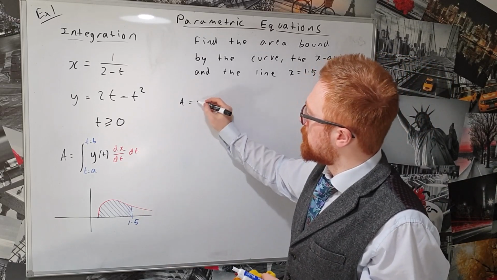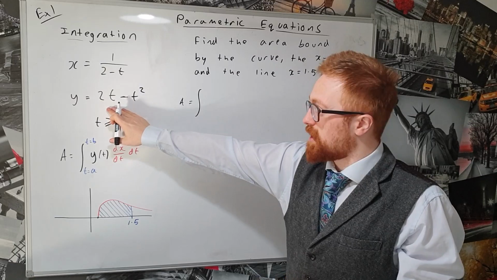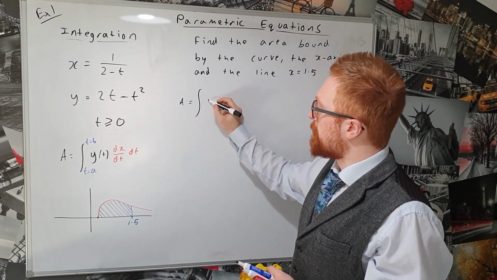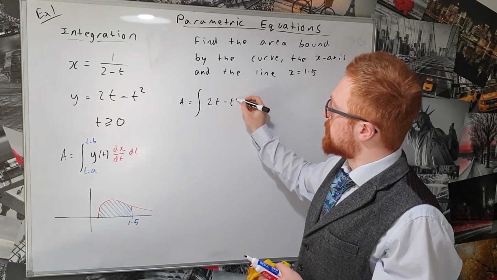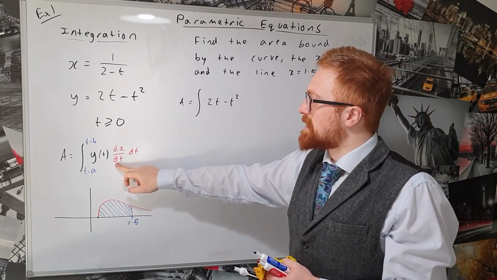So the area is equal to the integral of y of t. Now y of t we don't need to do any work for, we're already given that. So that's 2t minus t squared. And then the next part is dx/dt.